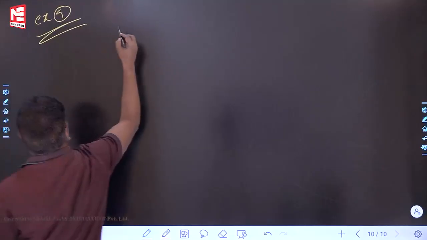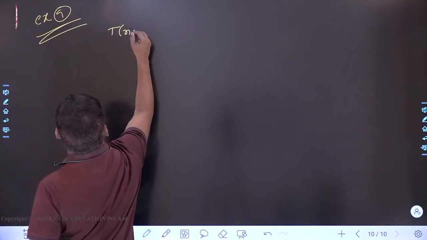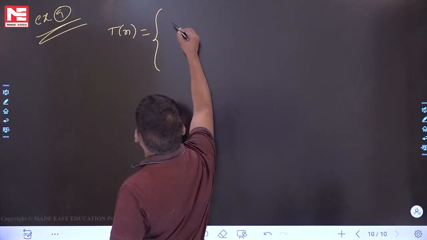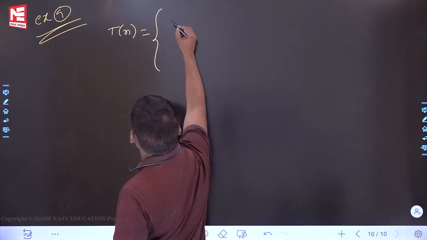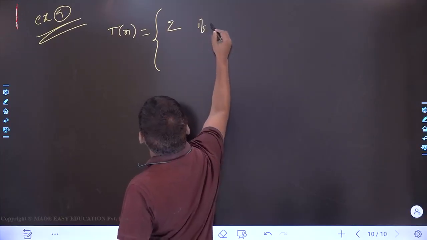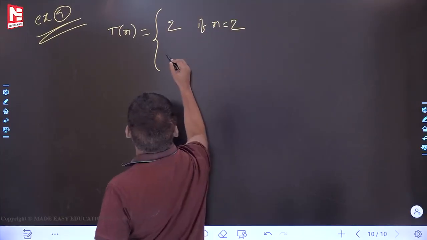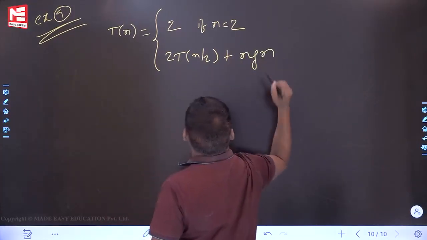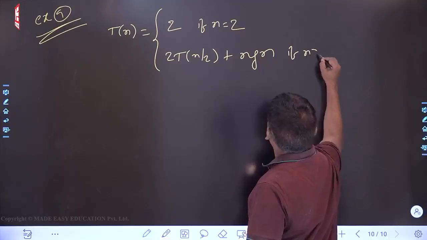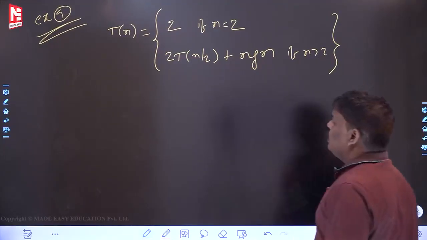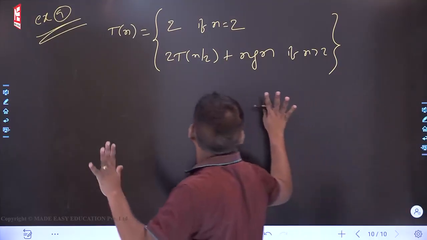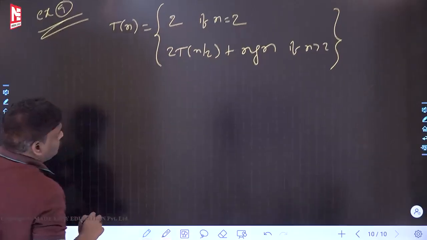Right? Let's see this problem also. T(n) is equal to 2 if n is equal to 2, the termination condition, and T(n) is equal to 2T(n/2) plus n log n if n is greater than 2. This is the problem. It is a given problem. Let's start.